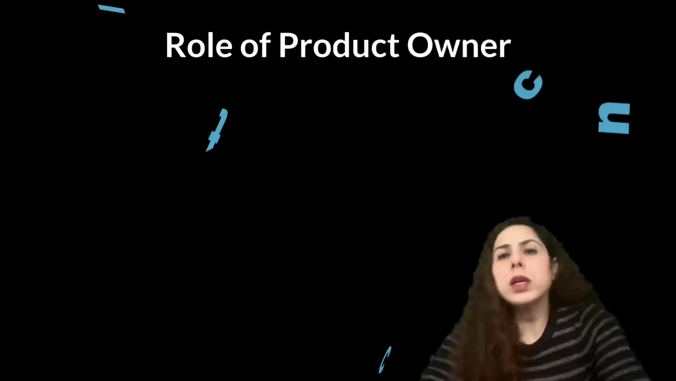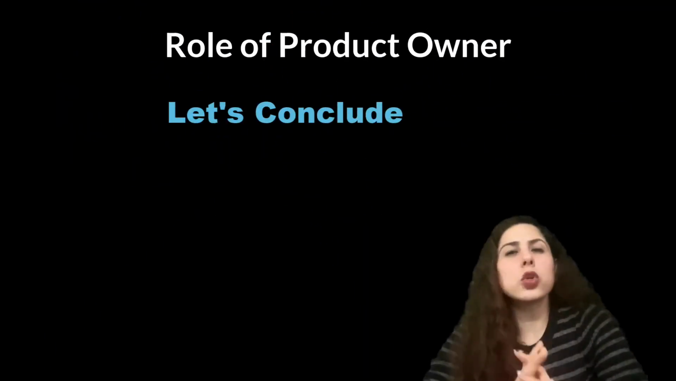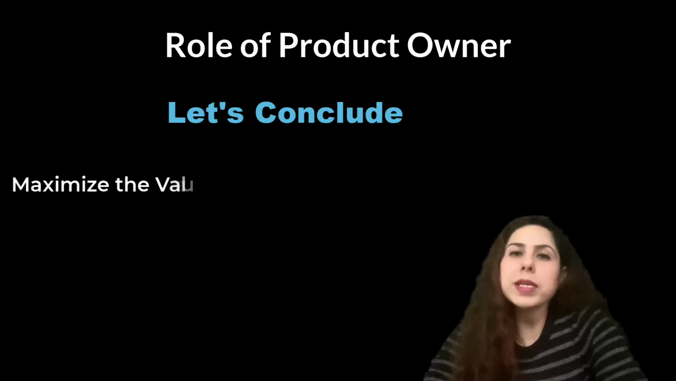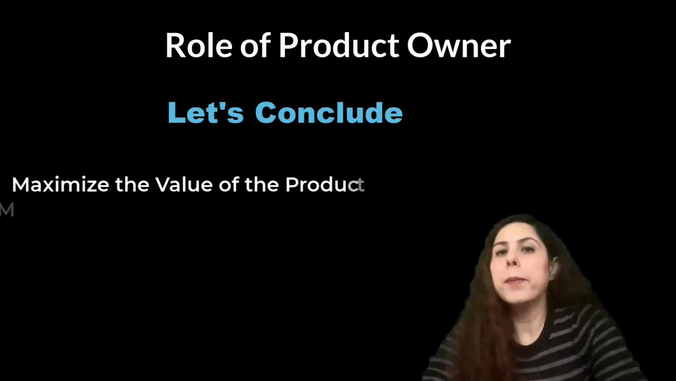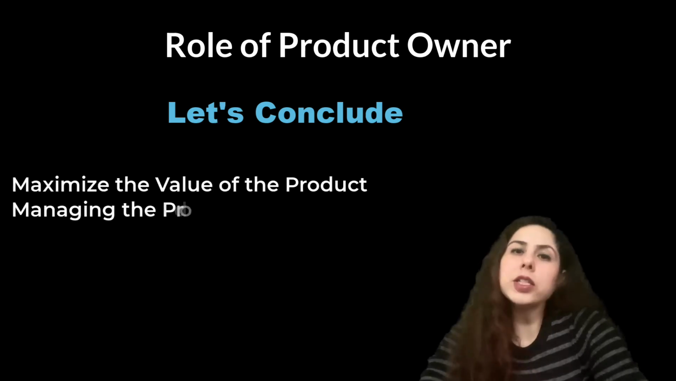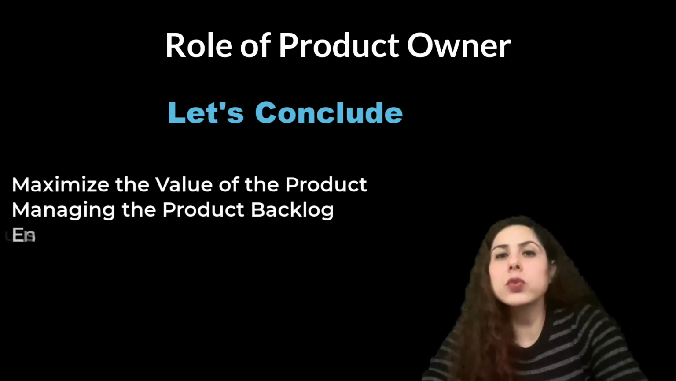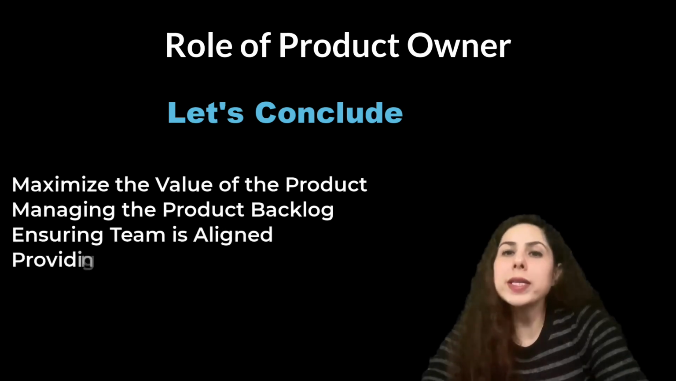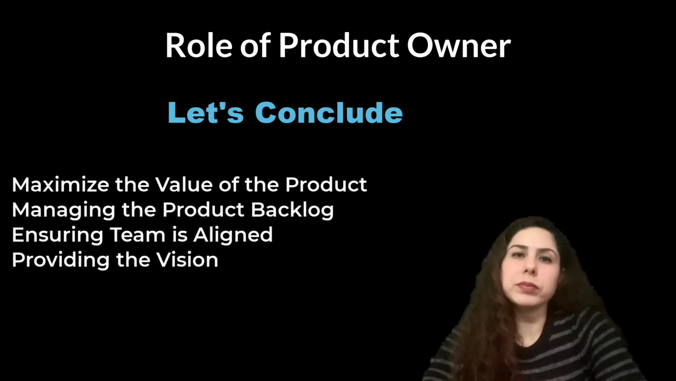Okay, so in conclusion, the product owner is a crucial role in any Scrum team. They are responsible for maximizing the value of the product, managing the product backlog, and ensuring that the team is aligned with the needs of the business and its customers, and providing the team the vision.